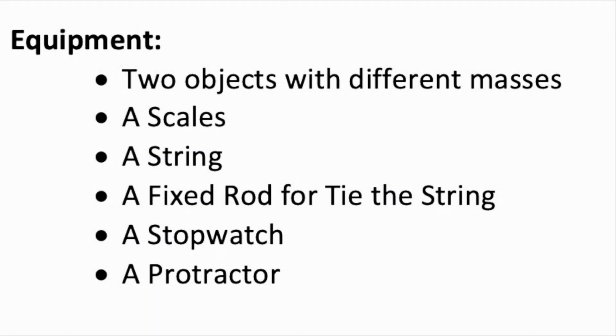In this experiment, I used two objects with different masses, scales to measure the masses of the objects, a long string because the string will be cut afterwards, a fixed rod to tie the string, a stopwatch, and a protractor to provide the simple harmonic motion condition, which requires at most 5 degrees from the normal line to make the pendulum oscillate.